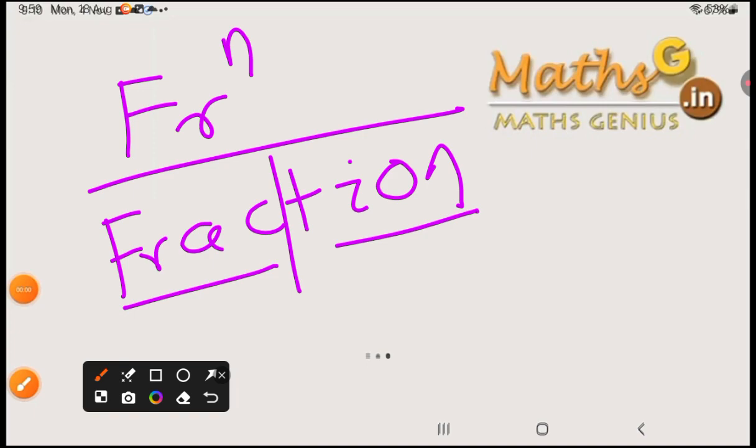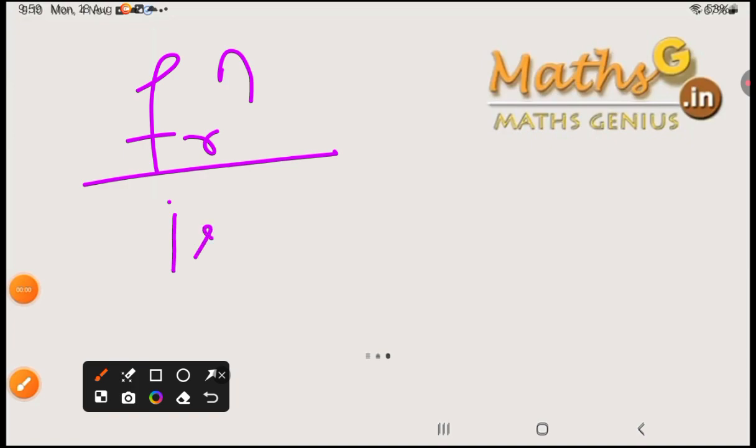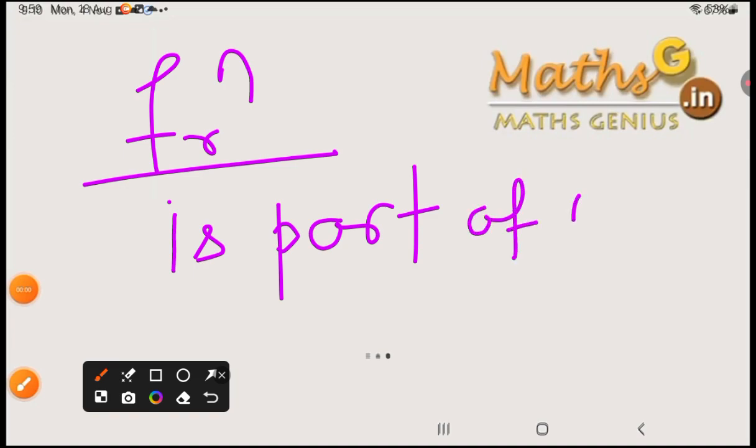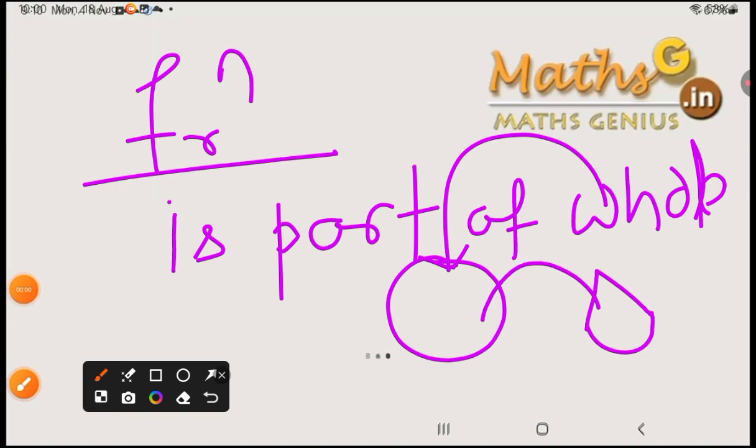So what exactly in mathematics is a fraction? Simply, a fraction is a part of a whole. Simply we will be writing it is a part, not the part of the whole. So whole cake, this is whole. If I take this much of the cake, then this is a fraction of the cake or part of the cake.